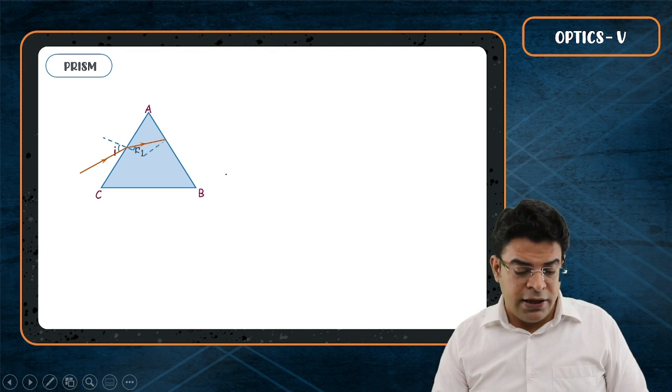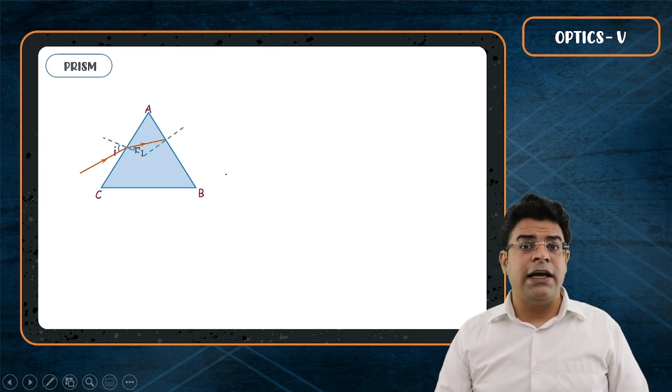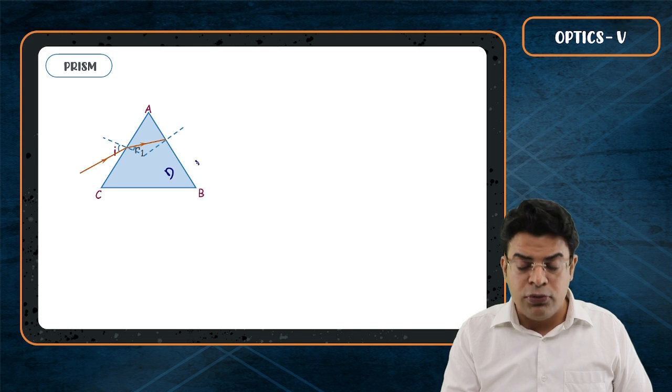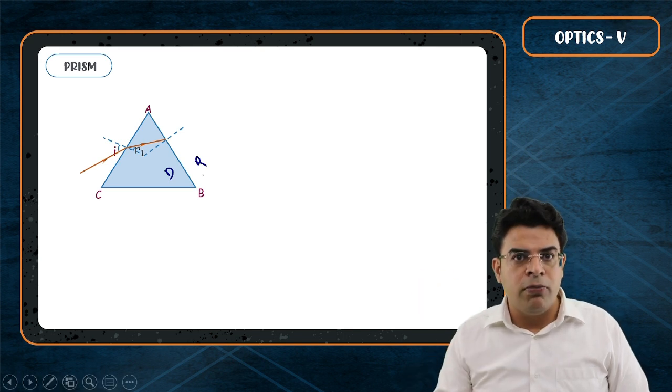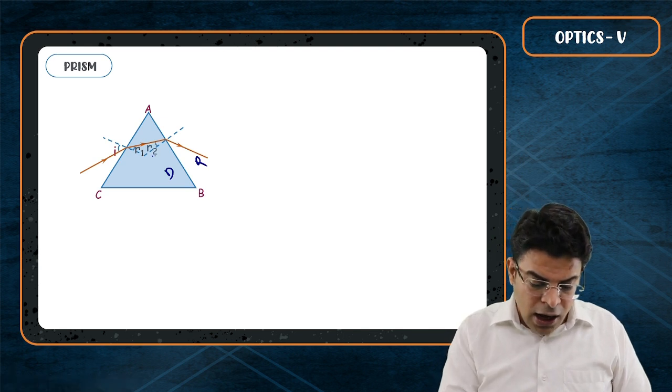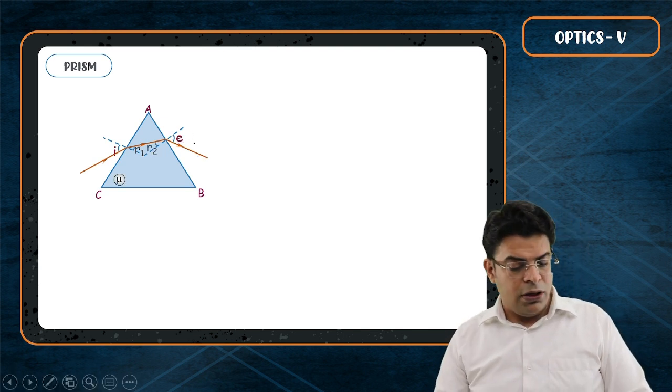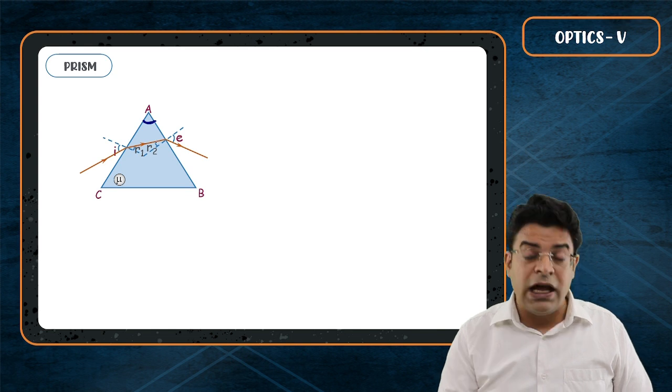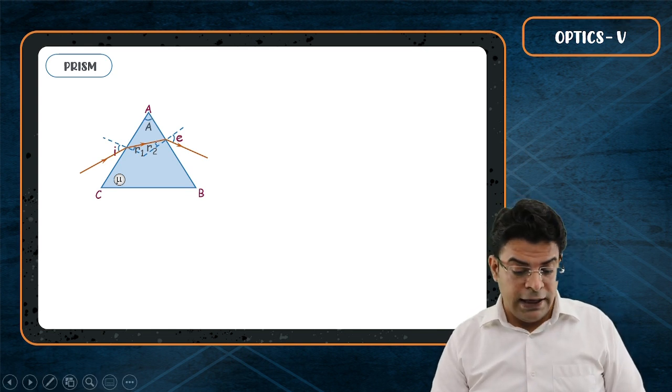So again, think of the normal. And this time, as the ray is moving from the denser medium to the rarer medium, it will bend away from the normal. So let's say the ray of light comes out and the angles are R2 and E. Let's say this top angle, the apex angle of the prism, is called A.